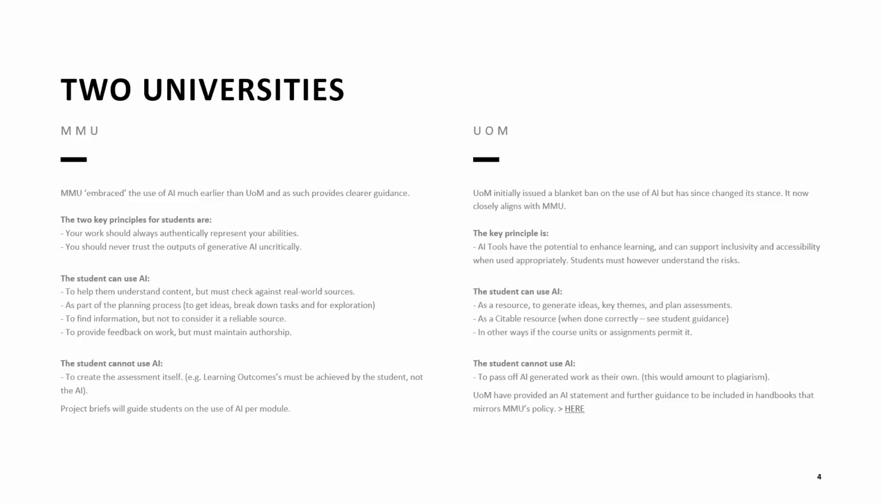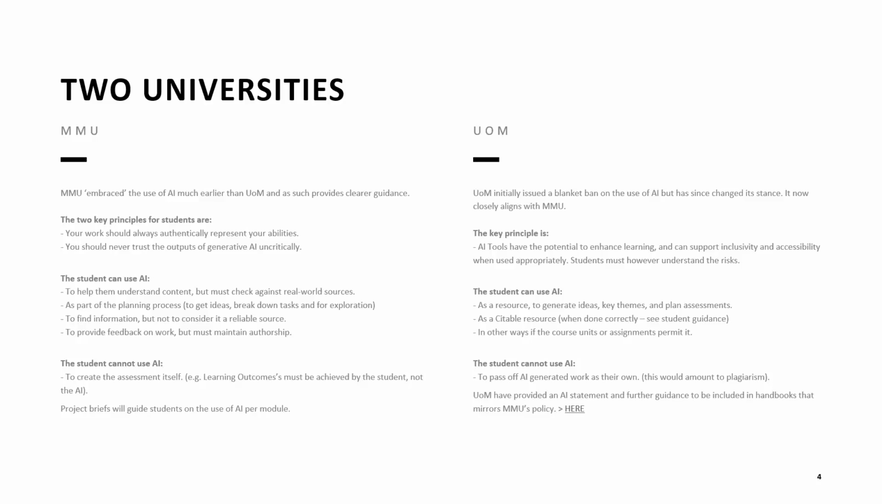And you can also use it to provide feedback on work, but you must maintain authorship and ownership of what you produce. For instance, if you're writing an essay and the AI has written most of it for you, you are not the owner of that work. It needs to be something that you've made, that you submit.